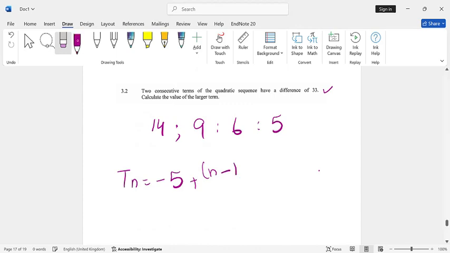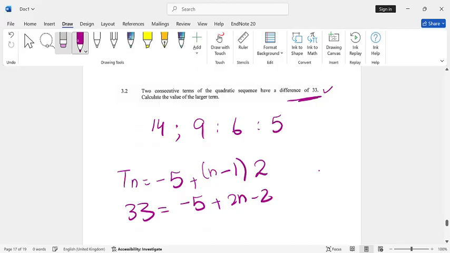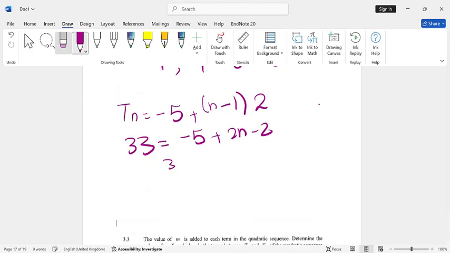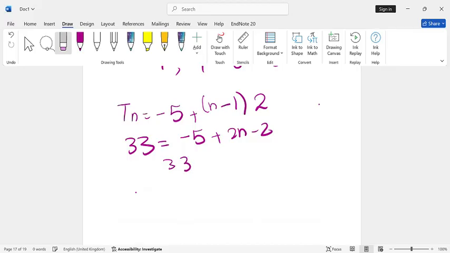We have n minus 1 and into 2. So the answer is minus 5 plus 2n minus 2, and the value of Tn is 33. Over here, the difference is 33, okay? So I'm going to spell out these values over here, 33. So just pull it down. We have a 33, minus 5 and minus 7.